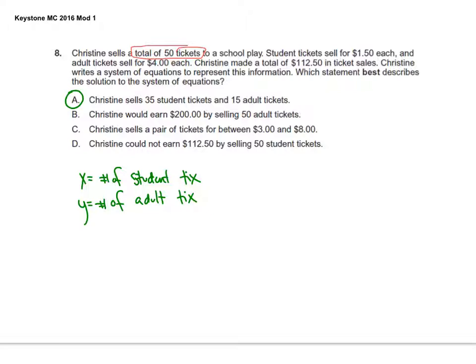So if X is the number of student tickets and Y is the number of adult tickets, we know that the setup here is X plus Y equals 50. So we had to come up with what X and Y were representing. And again, if you wanted to set it up, you could say it's $1.50 per student ticket, $4 per adult ticket. She makes a total of $112.50 in ticket sales.